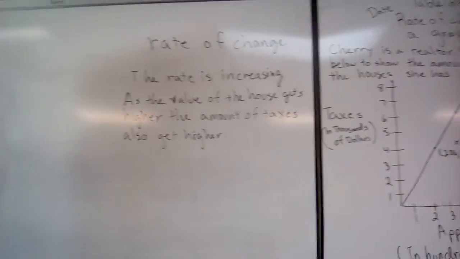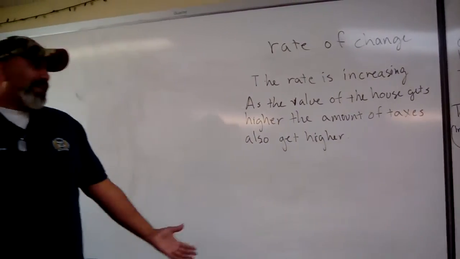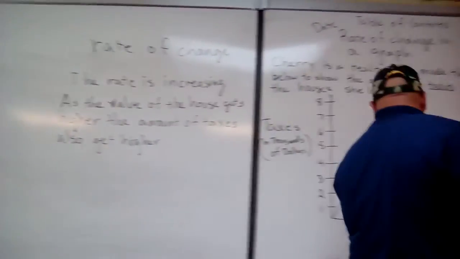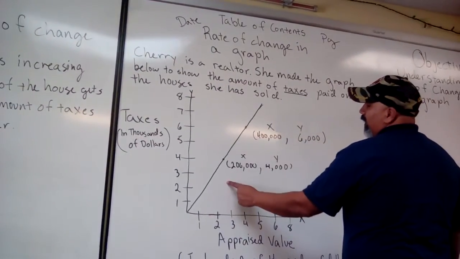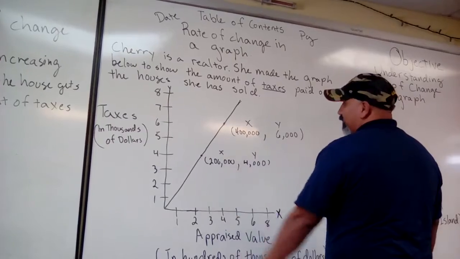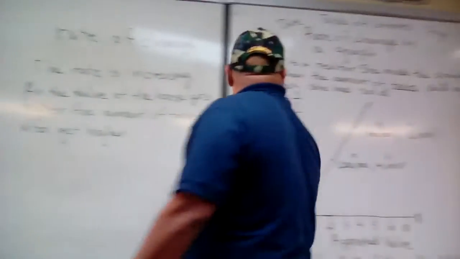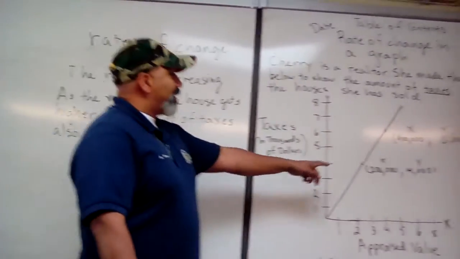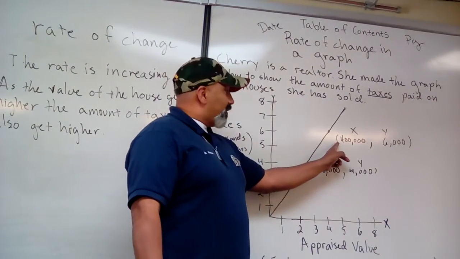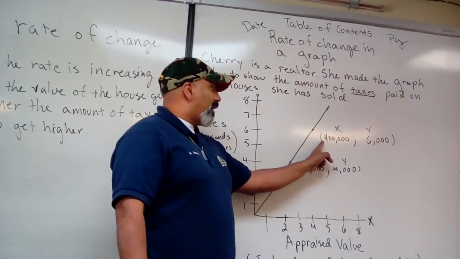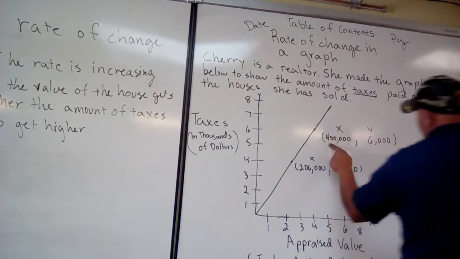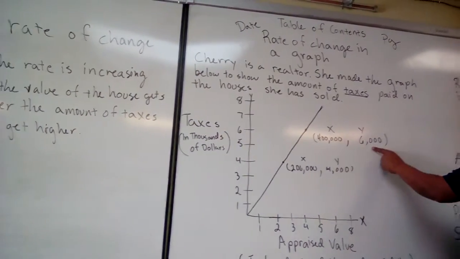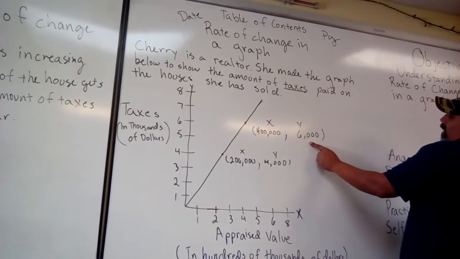We want to know how much though. How much does the value of the house increase, and how much does it increase our taxes? We notice that as our house increases by $200,000, the value of our taxes increases by $2,000.